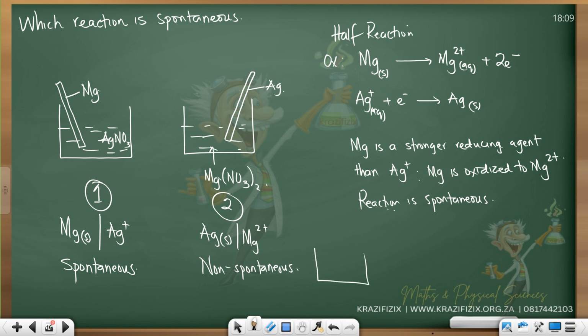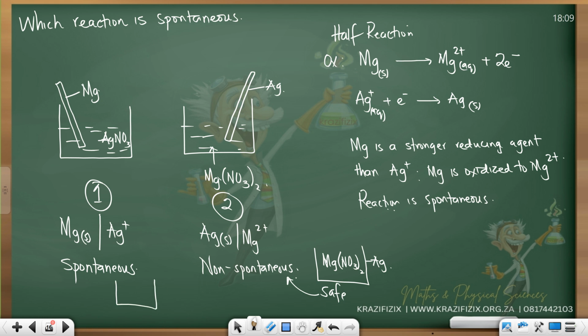So if I want to store in the lab, I would rather have Mg(NO3)2 and have silver solid there. I'll be fine. That's safe. It is safe because it is not what? Spontaneous. The silver will remain silver because in my half reactions, silver is not a reactant. Makes sense now? The other one, the one on the left, is unsafe.